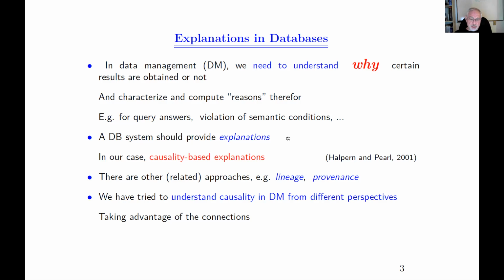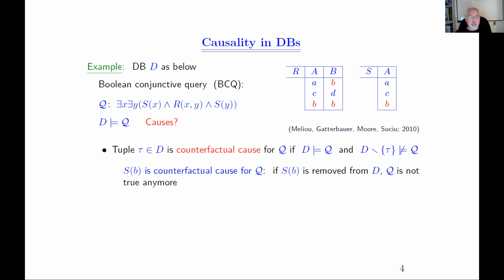In our research program, we have tried to understand causality in data management from different perspectives and trying to take advantage of the connections between those different perspectives or areas in which causality appears. So let me give you an example. We have a database here and then a Boolean conjunctive query, taking value 0 or 1. In this case, this query has the join satisfied in the database. So the query is true, and we ask about the causes for this query to be true.